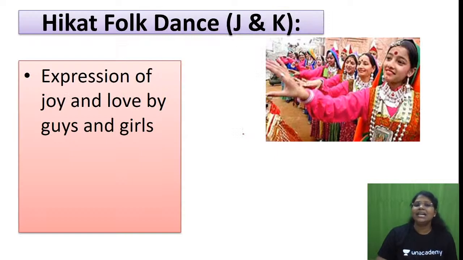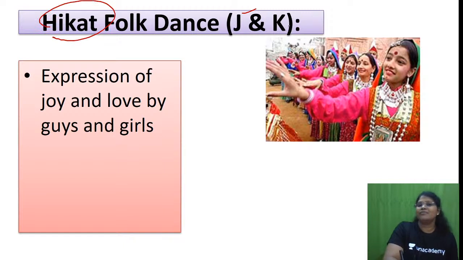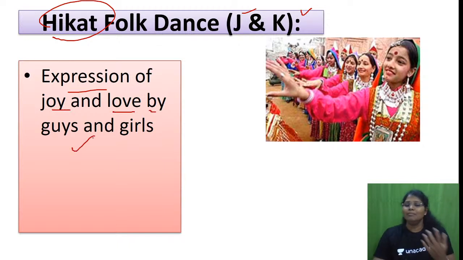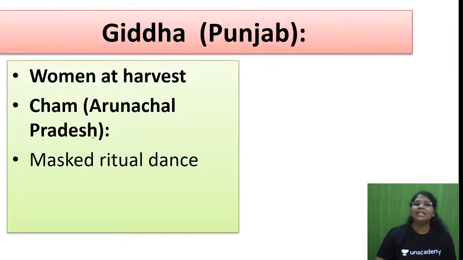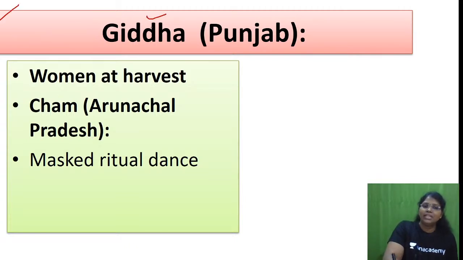Hikat. Hikat is a folk dance of Jammu and Kashmir, an expression of joy and love by both girls and boys. Okay, Hikat, Jammu and Kashmir. Giddha, we have already discussed in Punjab. Okay, and Jhumar, Bhangra, Giddha. These are all the folk dances under Punjab. Giddha, Punjab. It is danced by women.